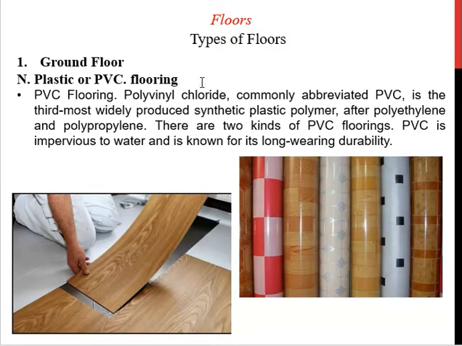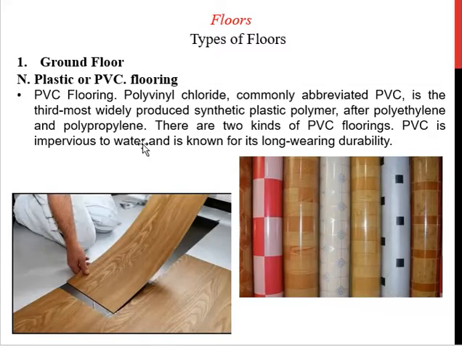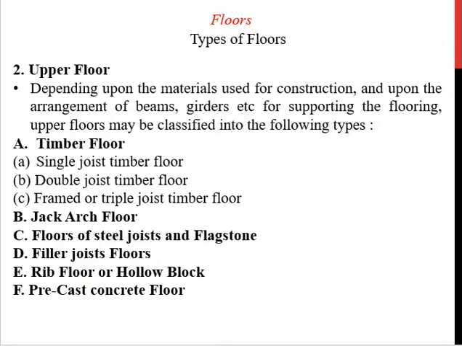Next is the plastic or PVC flooring. This type of flooring you might have used in your house if there are certain cracks or holes on the floor. Then you can go for this PVC type of flooring, which again comes in various colors and textures, and accordingly you can just put them on the floor. Similarly, for badminton courts, we use such type of PVC flooring.